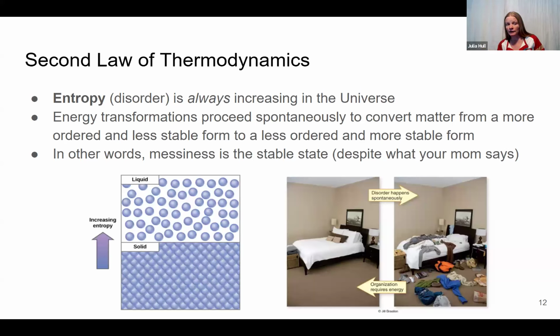All right, so our second law of thermodynamics is really important that we understand this because this is going to play into how chemical reactions occur and why we actually need this energy processing, right? Why that was one of the elements that defines life. All right, so second law of thermodynamics says that entropy is always increasing in the universe. So what entropy is can kind of be summarized easily as disorder, right, or messiness.